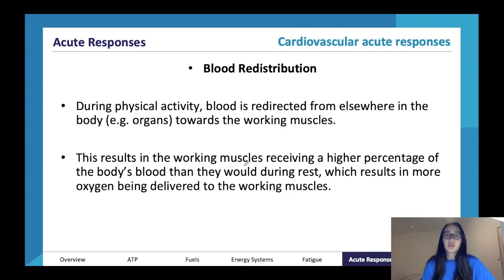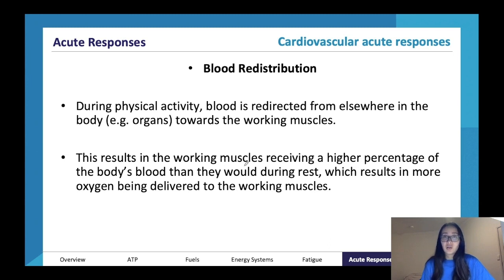And this is like an evolutionary trait or adaptation. If you are suddenly being hunted by a lion or something, your body doesn't need to digest right this very minute. That's very low on the priority list. What is high on the priority list is getting lots of oxygen to your working muscles, because it means we'll have more oxygen going to the working muscles and therefore more reliance on the aerobic energy system as opposed to the anaerobic energy system.